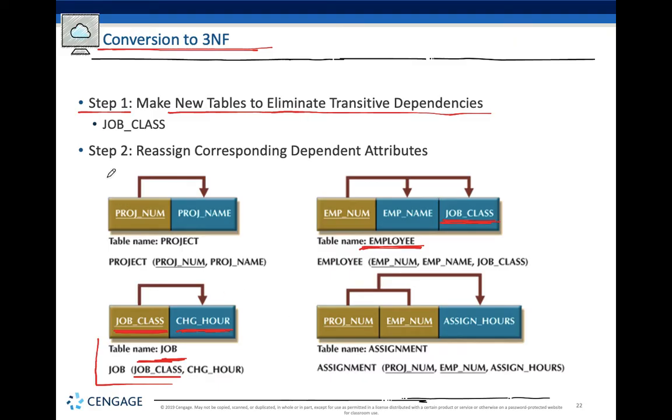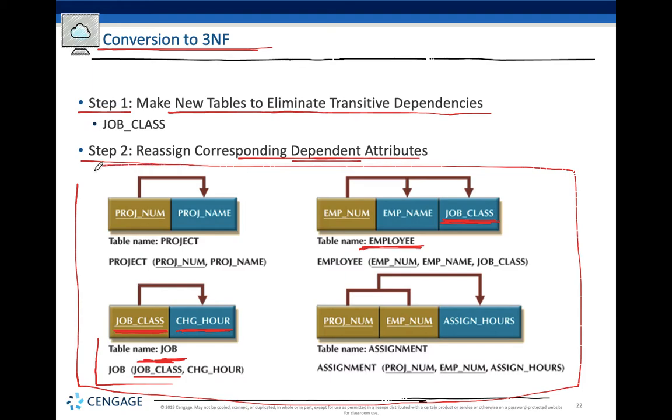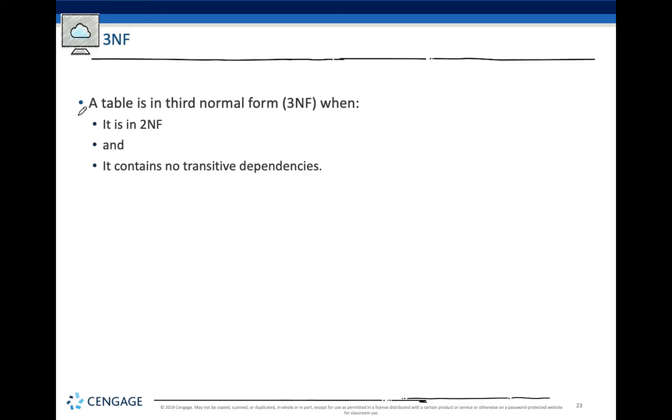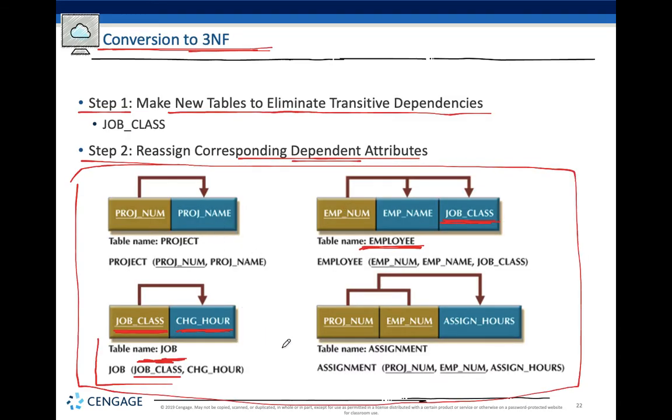And so now we have 4 tables. Step 2 was reassigning the corresponding dependent attributes, meaning we move charge hour from employee to the job table because charge hour is the dependent attribute. Okay. So the tables in this dependency diagram are in 3NF. So this is the third normal form, and for all practical purposes, this is the database design that you would implement in your DBMS. Okay. So a table is in third normal form when, first of all, it is in 2NF and it contains no transitive dependencies. Okay. So in here, as you can see, we have no transitive dependencies.